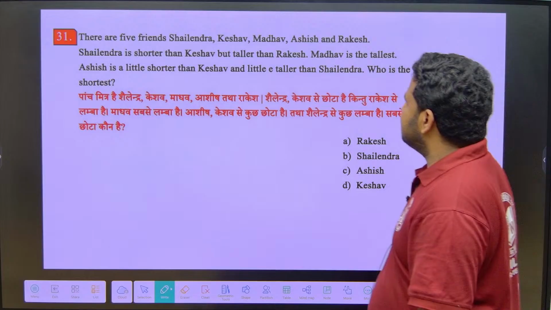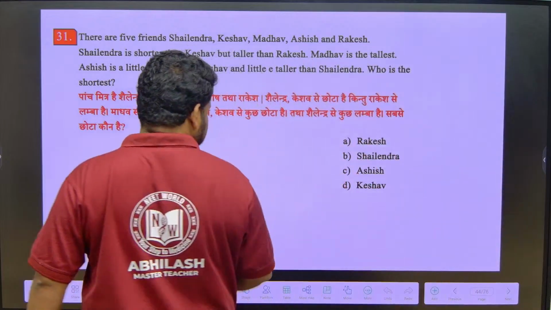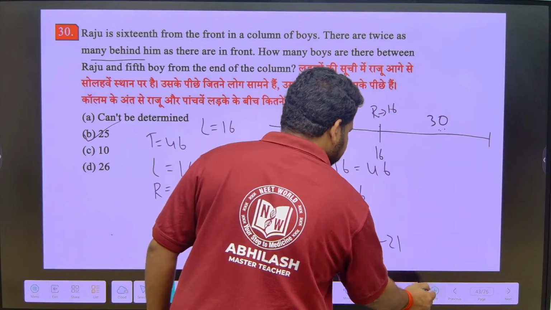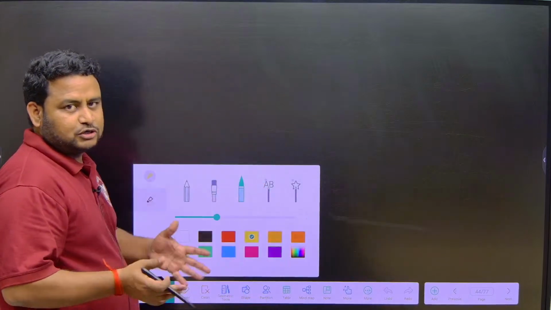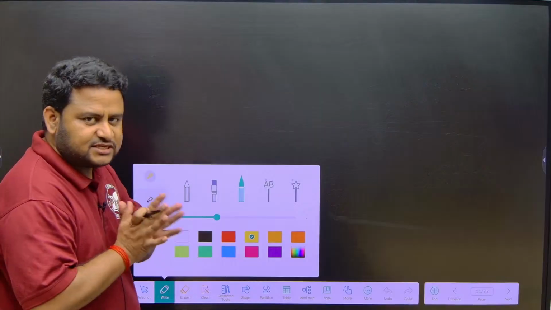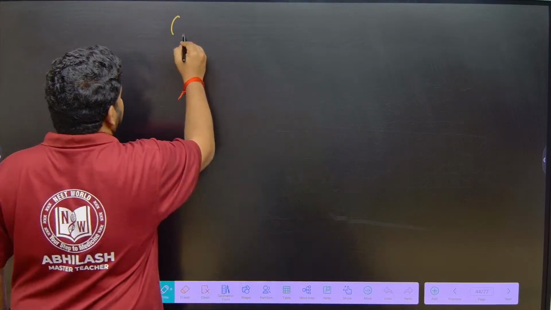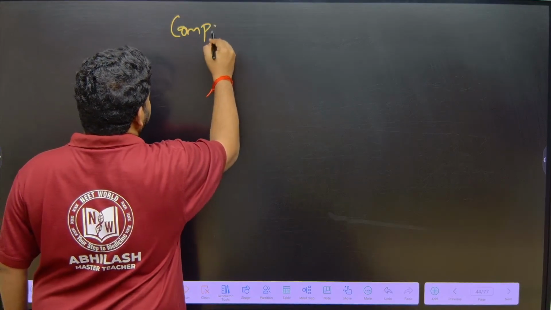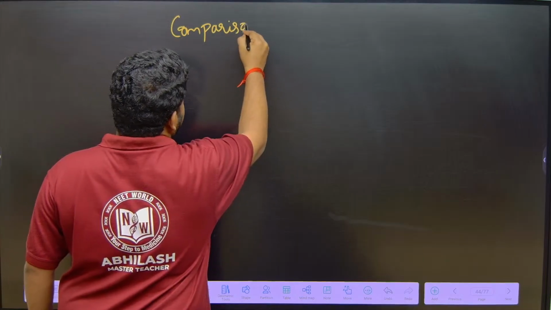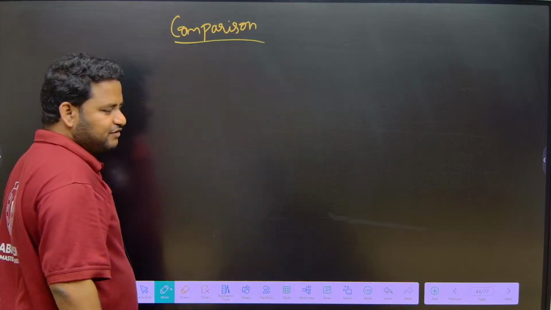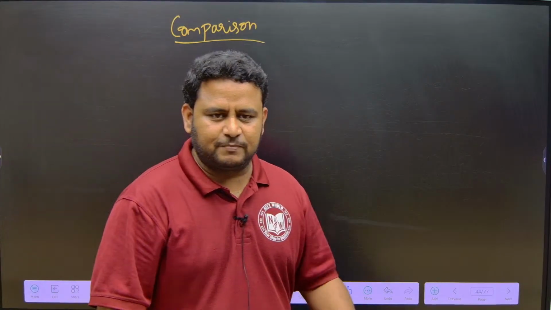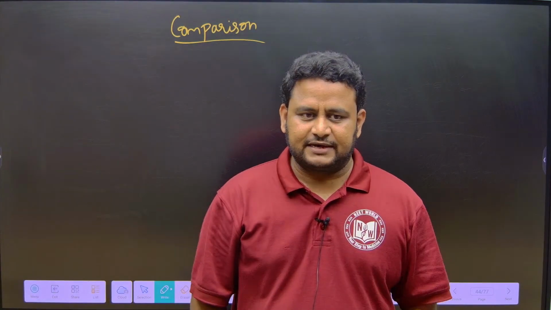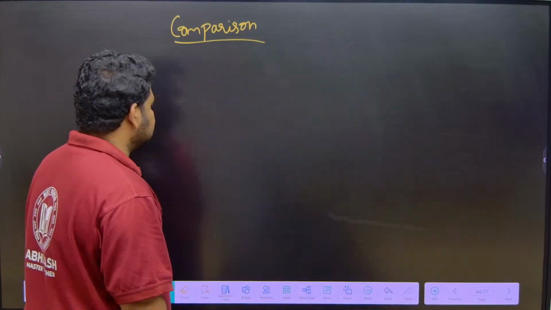Now, these are the questions based on comparison. Before I talk about questions based on comparison, I would like to tell you some concept. Comparison is something that happens in everyday life in every aspect, be it your height, your weight, your marks, your wealth, everything. Correct? So, how do you compare?